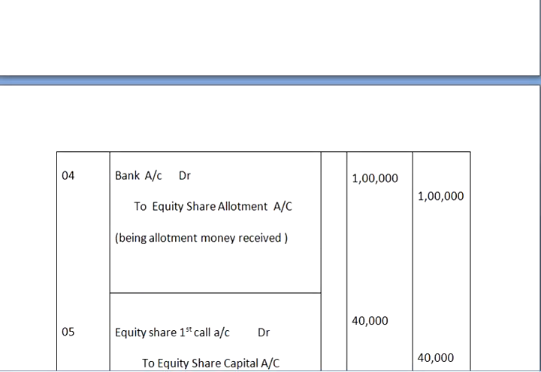Again the next transaction on the allotment: we are receiving the amount on allotment. When we are receiving the amount on allotment, bank account debit to equity share allotment account, being allotment money received with premium. So it becomes how much? 1 lakh and 1 lakh.